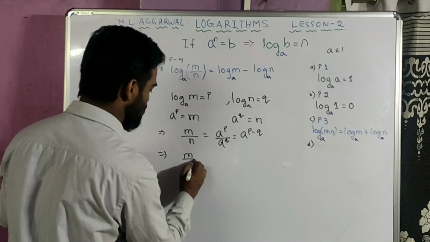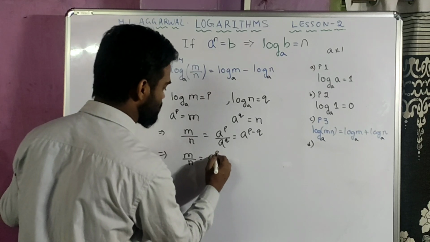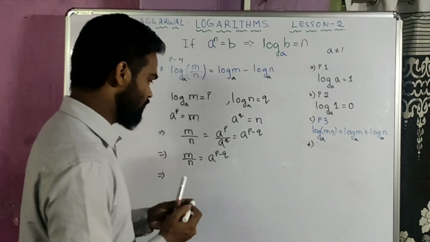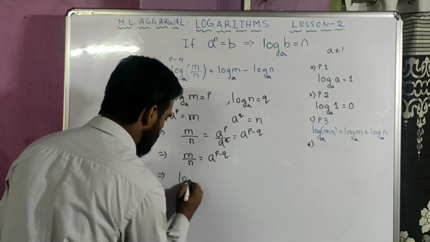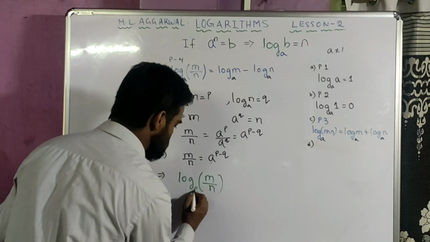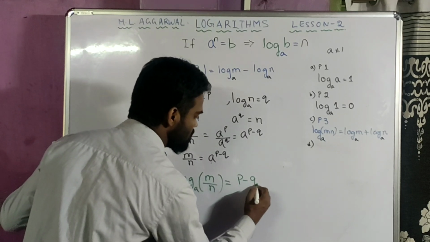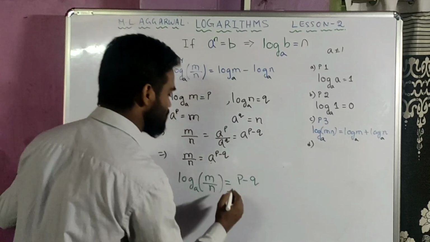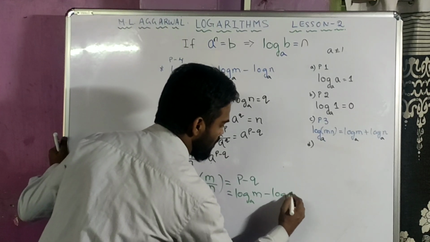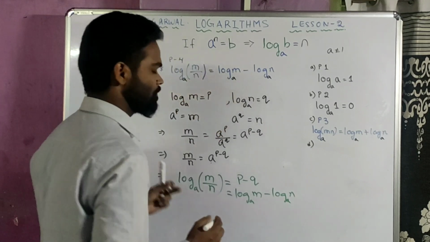Now we got m by n equals a to the power p minus q. Now when you change this to logarithmic form, you get log of m by n to this base a is equal to p minus q, and you already know what p is. So it is log m base a minus log n base a.